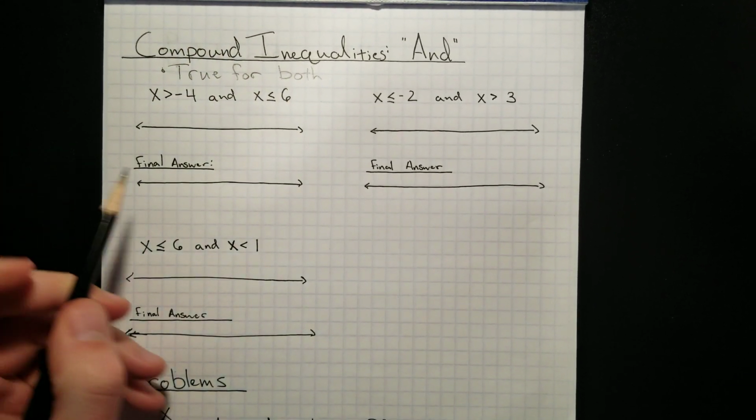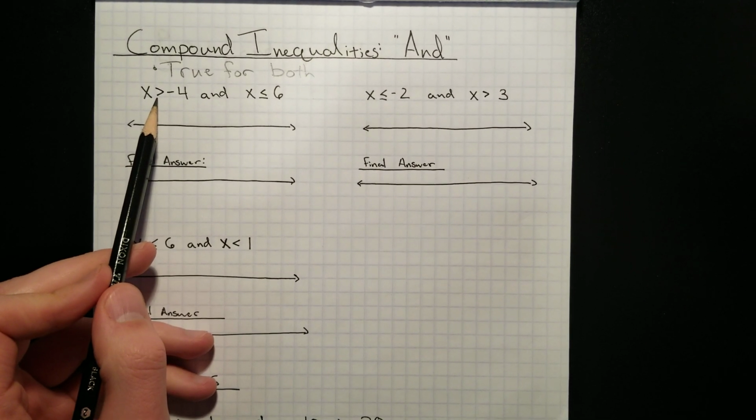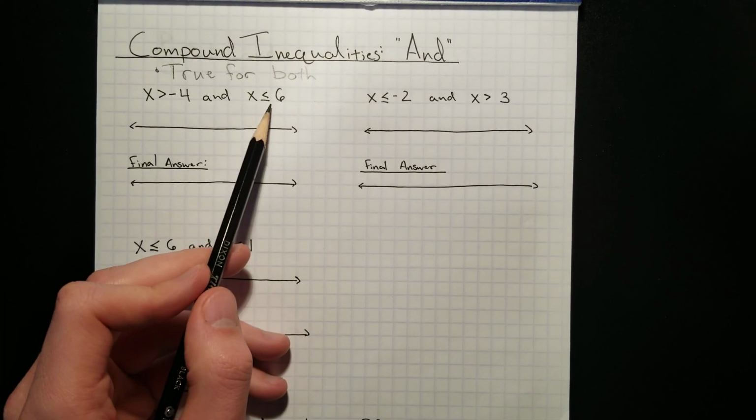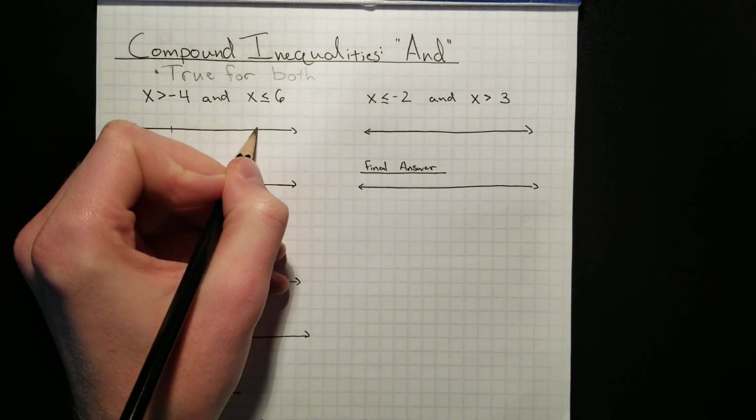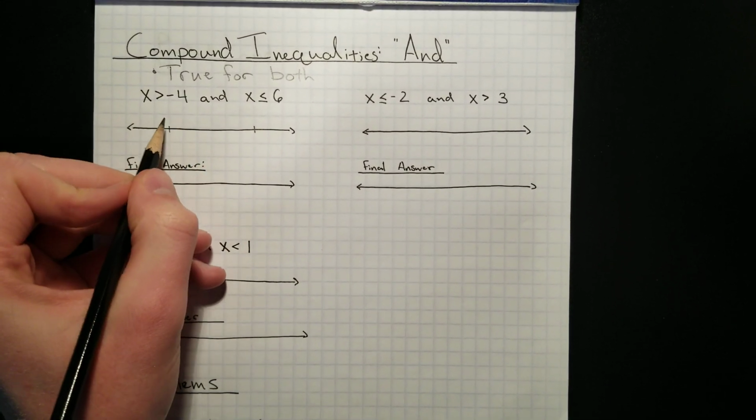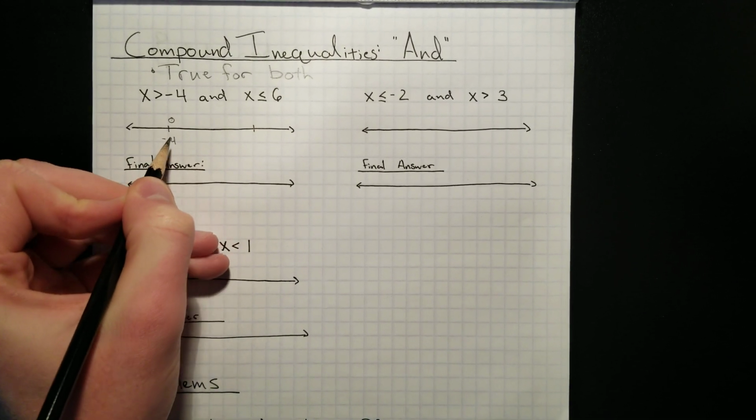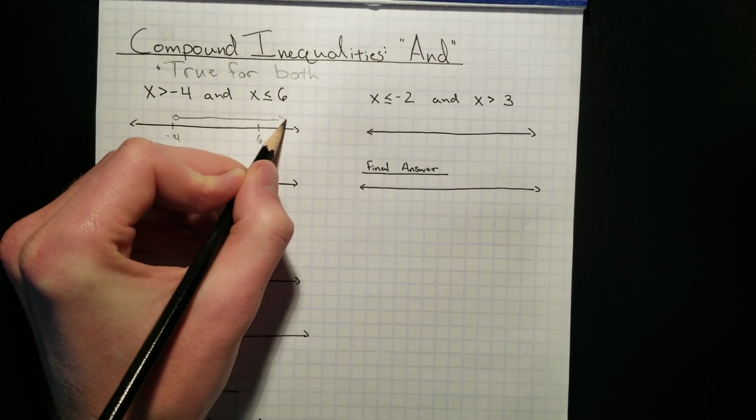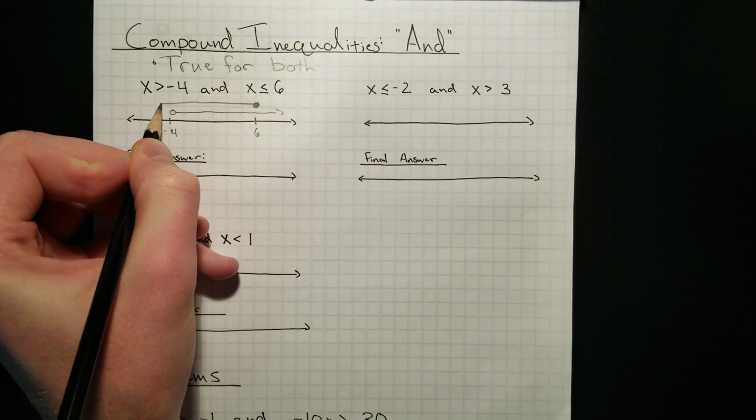And that means that our answer is going to include stuff that is true for both x is greater than -4 and less than or equal to 6. So we're going to start by graphing both of those on the same number line, but separately. We have an open circle at -4, and we'll make this +6. Greater than means go to the right. Less than or equal to means we fill it in and go to the left.